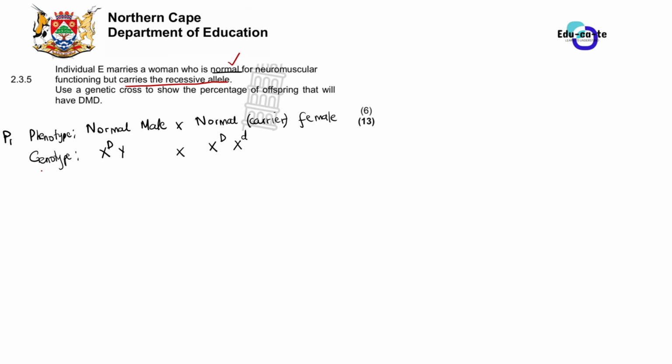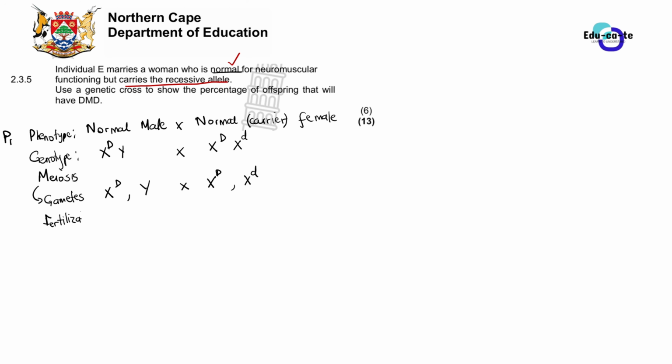So now, after genotypes, you talk about meiosis because that follows. Meiosis will occur, which will lead to the formation of gametes. And then the gametes here will be X with a capital letter D, comma, Y. You separate. And then crossing with X with a capital letter D, comma, X with a small letter d. And then the gametes will fertilize because these are just sperm cells and ova. So they will fertilize.